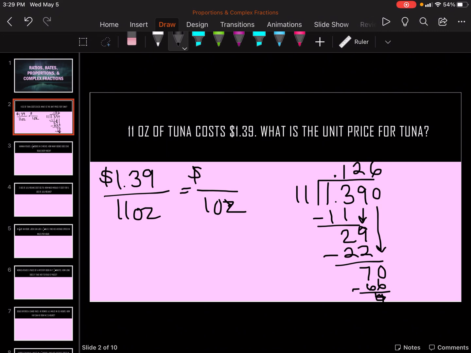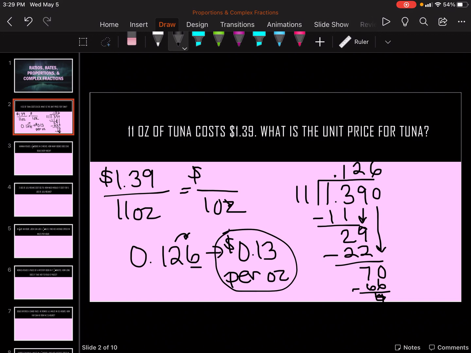So it is going to be 0.126, which then, remember, the 6 tells the 2 to round up to 13 cents per ounce. You need to have that per whatever. Don't forget your toenails. Make sure you're rounding correctly.